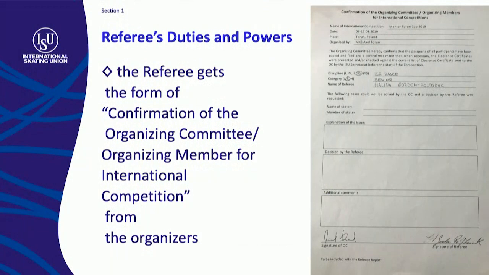Now, the confirmation of the organizing committee. This you fill. If any problems appear, you have to fill this with the reason. For example, one of the partners in the couple in pair skating did not bring a clearance certificate at the beginning of the competition. And they say, we have it in the hotel, but we will bring it later on. You may allow them to skate the first part, but they have to bring it, and you must see it. Or a passport: they forgot the passport, so you don't really know which country they represent.